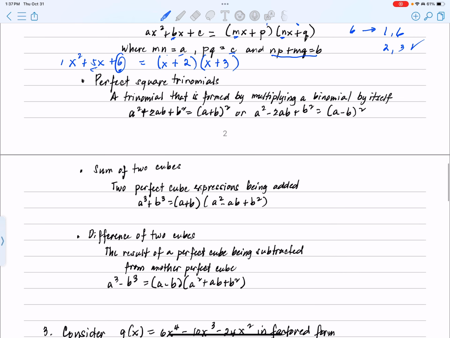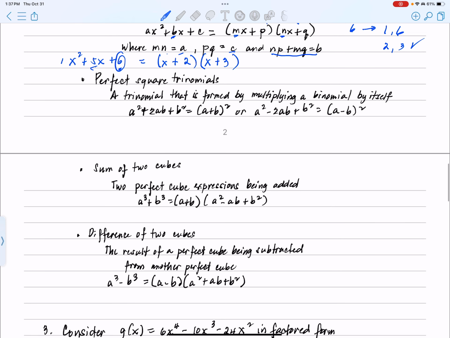Perfect square trinomial, perfect square. A trinomial is found by multiplying a binomial by itself. Like you have a squared plus 2ab plus b squared. You have a and b inside the parentheses and square. Or if you have a squared minus 2ab plus b squared, what's the difference between these two? This is plus and this is minus. So you have a minus b inside the parentheses, and that is squared.